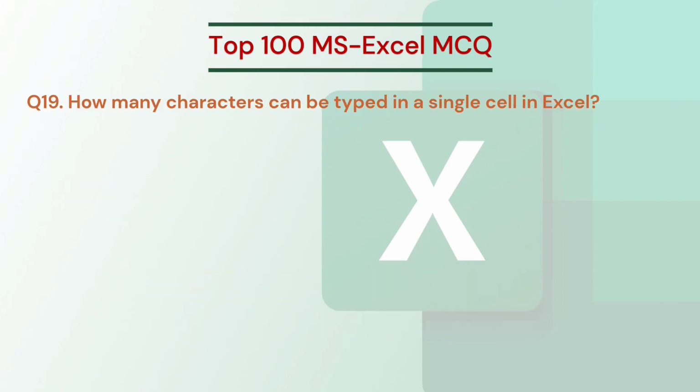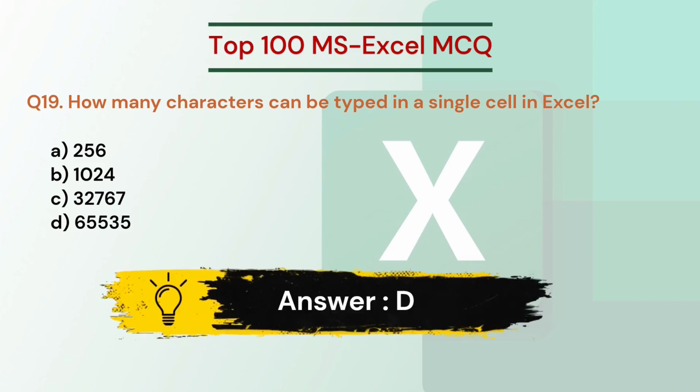16384. How many characters can be typed in a single cell in Excel? A. 256. B. 1024. C. 32,767. D. 65535. Correct answer is D.